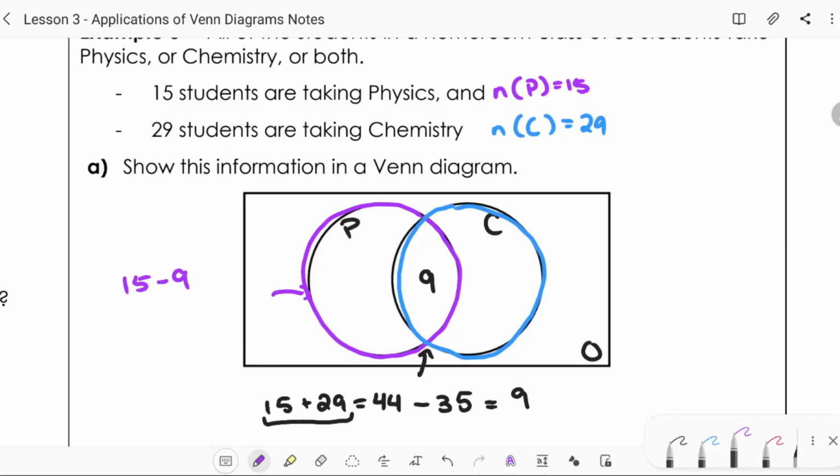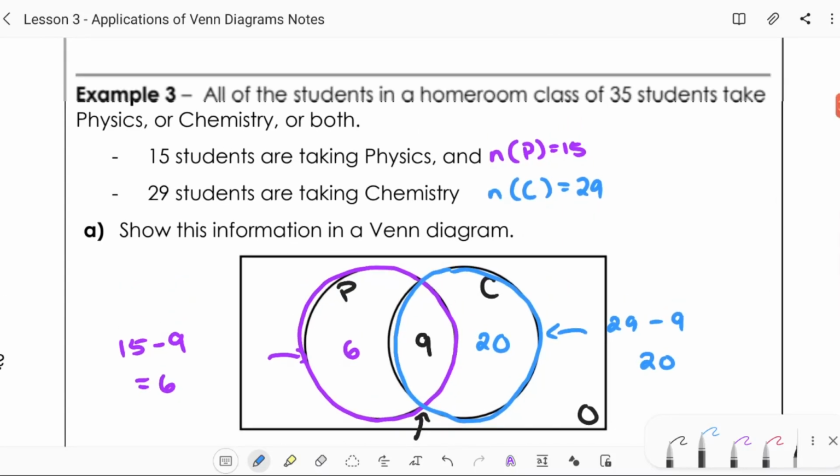Subtract the 9 that are also part of chemistry, tells me I'm left with 6 strictly physics students. And the number of chemistry students was 29. Subtract the 9 that also are taking physics, tells me I'm left with 20 strictly chemistry students. Okay. We can always make sure that the union should be 35.